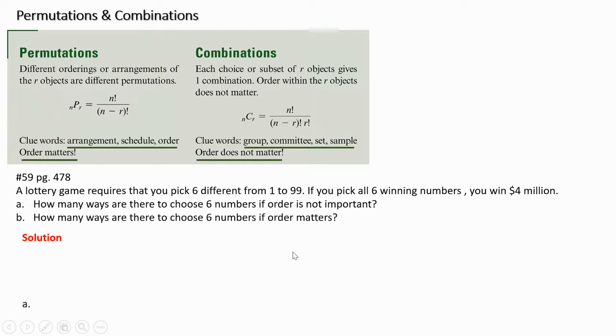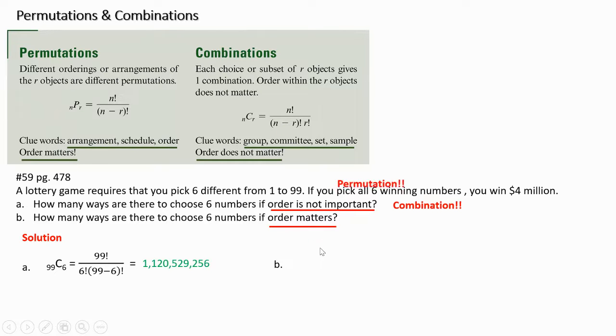So here, guys, for part A, order is not important, so it's going to be a combination. So it's going to be 99 combination 6, and then you plug that in the calculator, it's going to give you something like 1,120,529,256. And for part B, right, order matters, so that's a sign of permutation. So 99 permutation 6, which will give you 806,781,064,320. Okay, by using the keywords there.